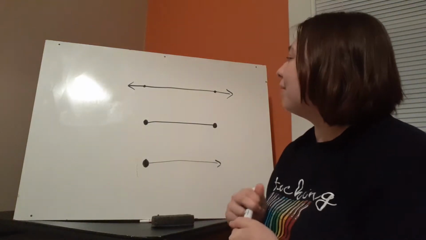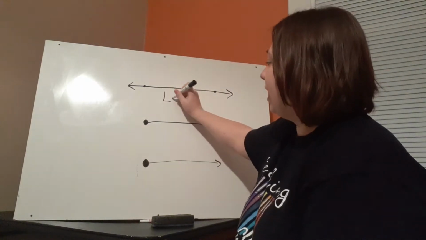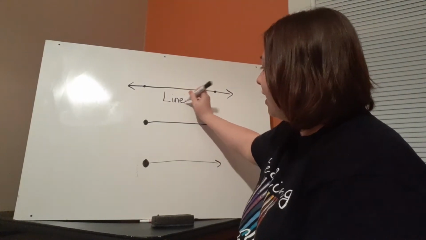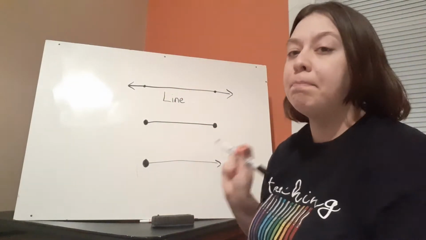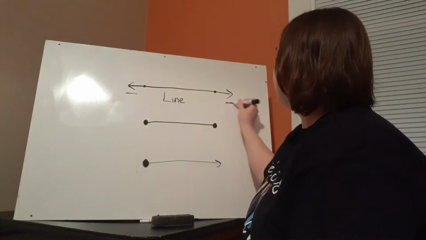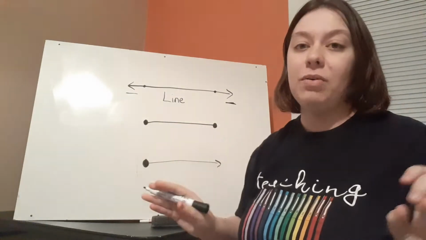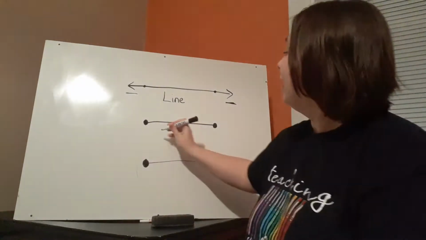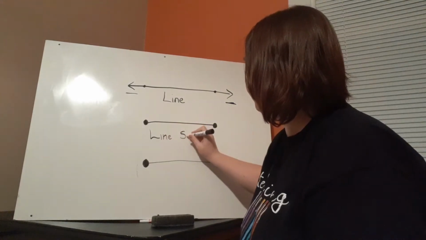So yesterday we talked about lines. Again, a line is a straight path that continues on in both directions. And we represent that by having these two arrows that show that it's going to continue on. There is no end in sight. Then we talked about line segments.